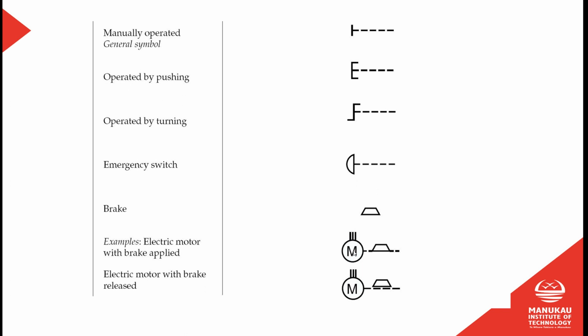We would use symbols here, push buttons. These are a good example here of a way that you would draw in a circuit diagram. So if I'm creating a circuit that's operating a contactor or something like that, and I need to specify it's a push button, then I would use this symbol here. If it was a turning switch, a switch that I would turn, then it's this one here. An emergency switch would look like this.